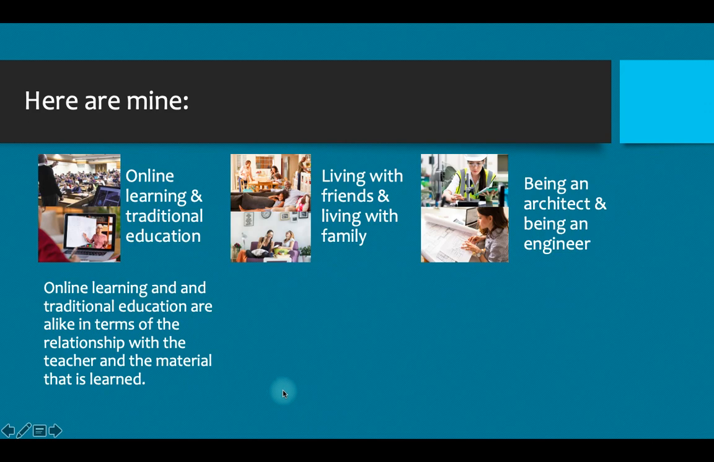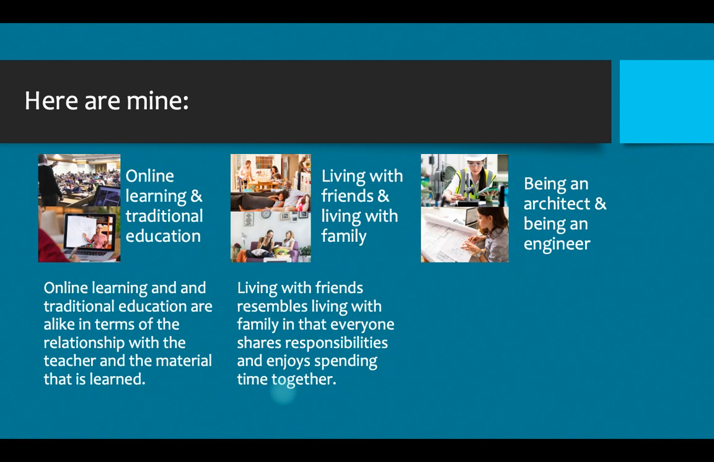And the next one, living with friends resembles living with family in that everyone shares responsibilities and enjoys spending time together. So here I have separated thing one and thing two with our resembles verb. And using in that, then I'm writing it as a sentence structure. Subject, verb. Everyone shares and everyone enjoys.